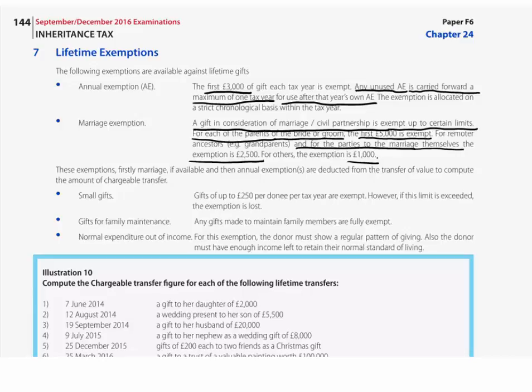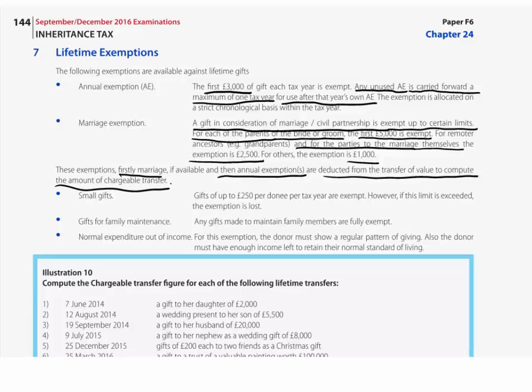These exemptions, firstly marriage, if available, and then annual exemption or exemptions, are deducted from the transfer of value to compute the amount of chargeable transfer. So you have to firstly establish, if there is a working to be done, what is the transfer of value, but that is not necessarily the same as the chargeable transfer, the figure for the PET, the figure for the CLT, that will then feature in one or both of those IHT computations for lifetime transfers that we reviewed a few minutes ago at the start of this lecture.